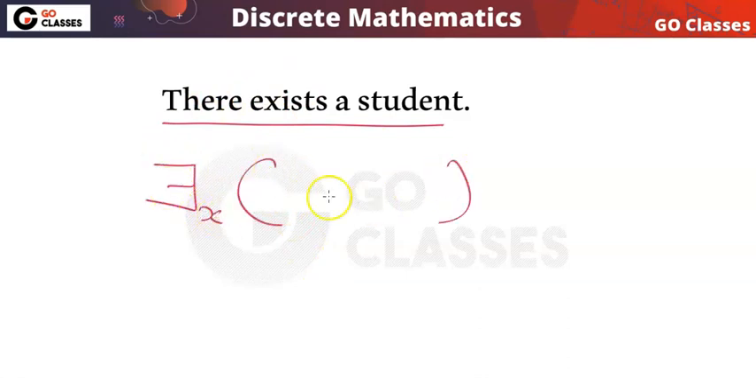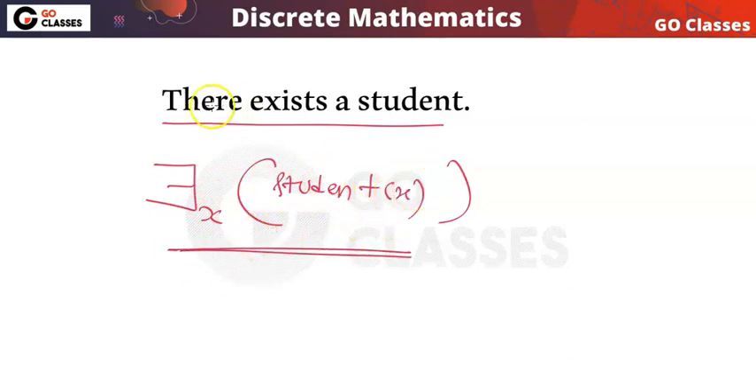Next example. There exists a student. This is very simple. There exists a student means there exists X who is a student. That's it. We can say that there exists X who is a student, because this is saying there exists a student. It means there exists X who is a student.